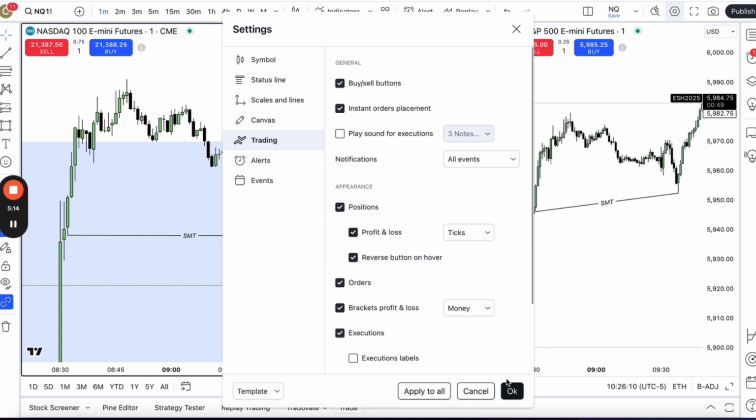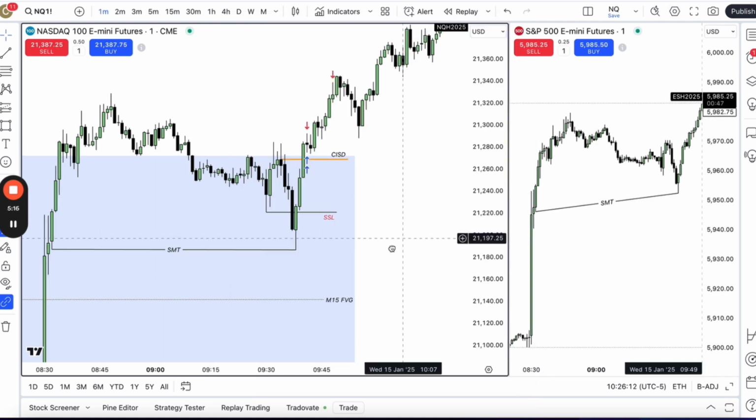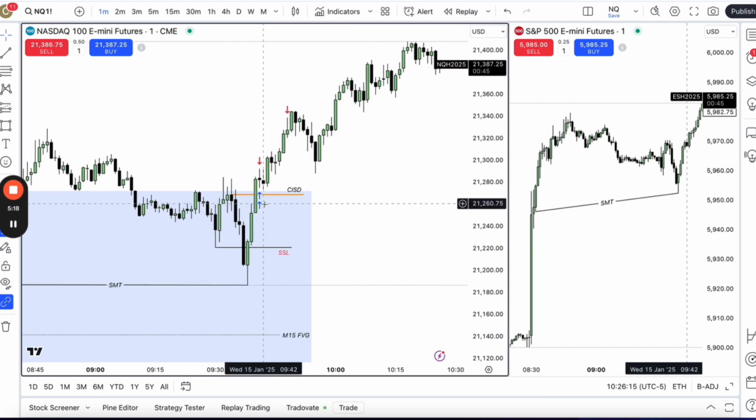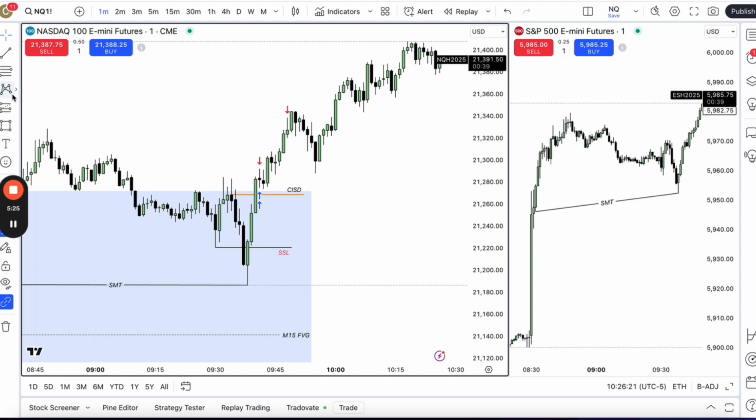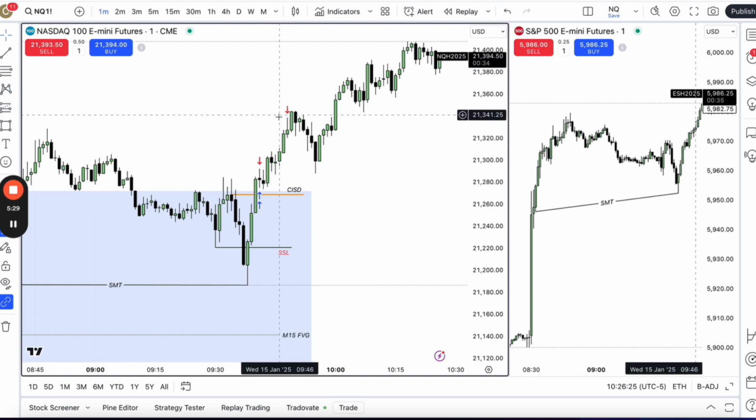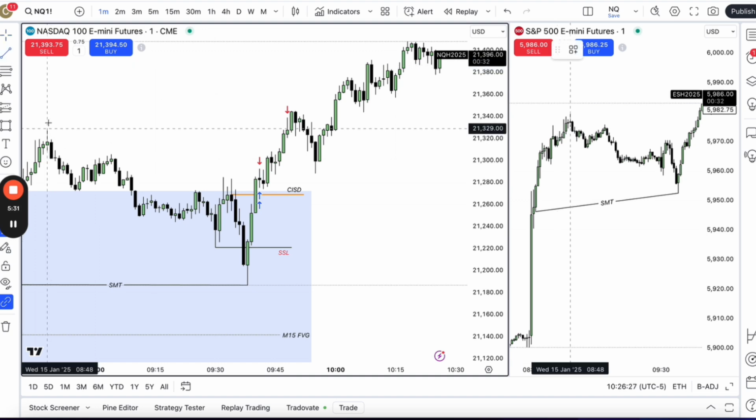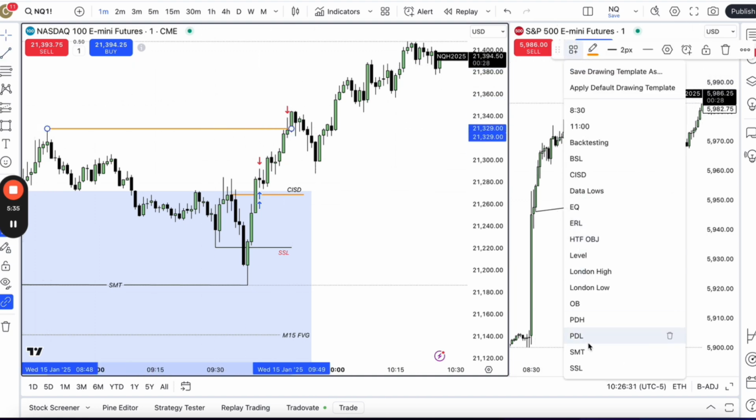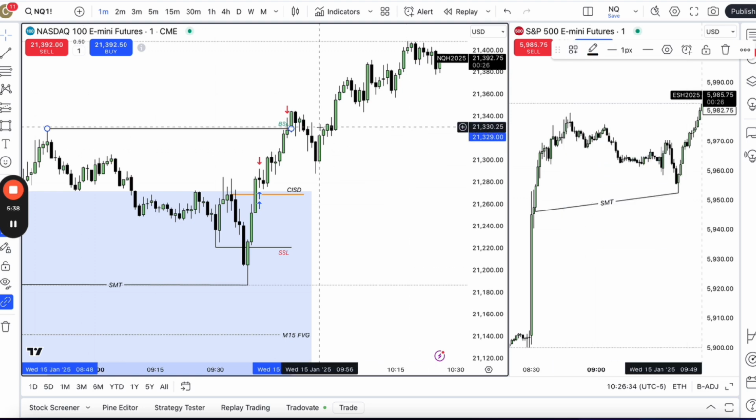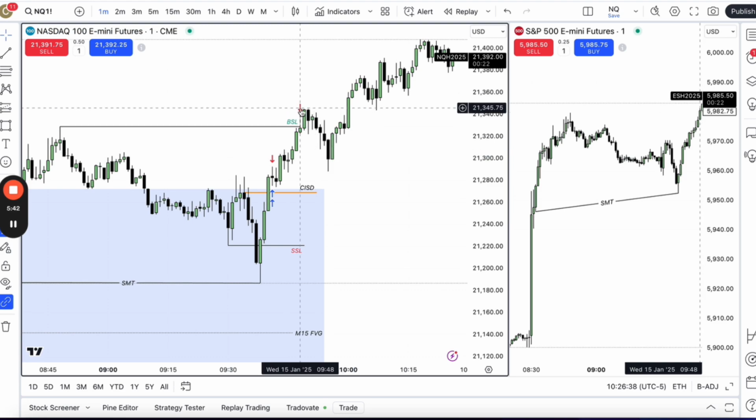So this was that closure above. And let me just show you my executions. Right? This was that closure above. So this was the leg that actually changed the state of delivery. And I entered on this candle right here. And then I sold up here, right? This was my target, these highs. So that's where I sold. And that was my trade, right? You can see it right there.